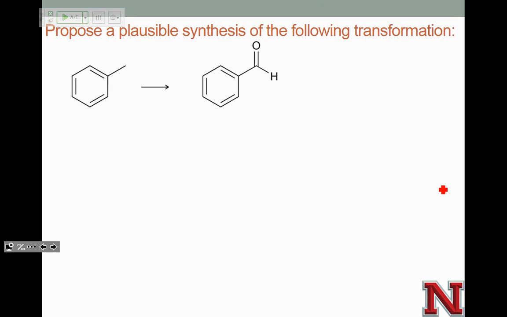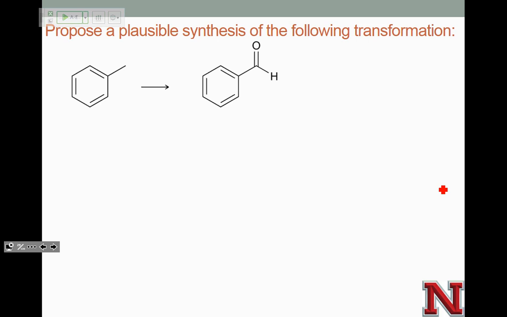If we look at this example, we're trying to come up with a plausible synthesis. You might right away say, let's just oxidize it to put chromic acid there, but that's not going to work because our resulting compound is not a carboxylic acid, and we can't stop at the aldehyde using chromic acid or KMnO4 and heat. That's absolutely not going to stop there. So in this case, what can we do?